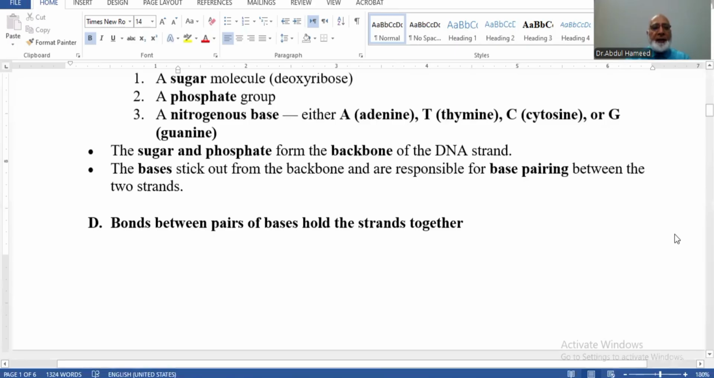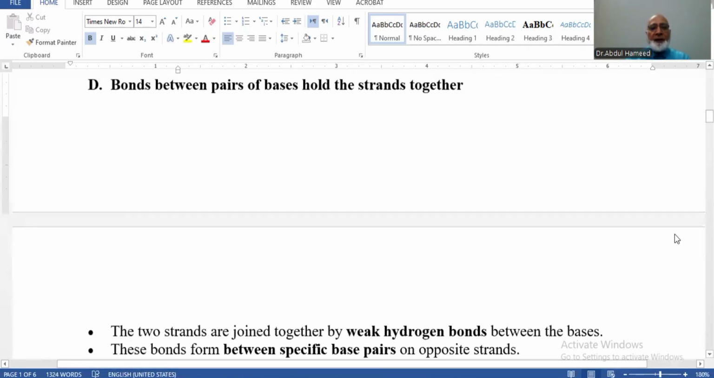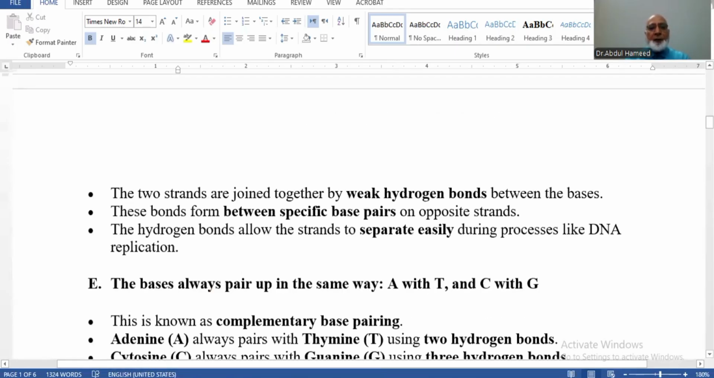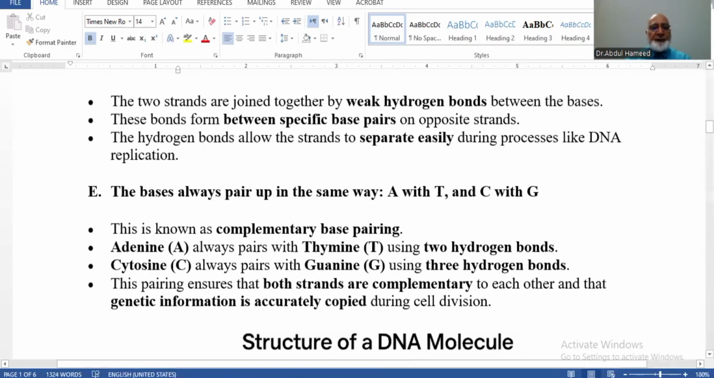So bonds between pairs of bases hold the strands together. The two strands are joined together by weak hydrogen bonds. These bonds are not covalent or ionic bonds, so they are weak and can be broken by the addition of energy. These bonds form between specific base pairs on opposite strands. We have already discussed it. The hydrogen bonds allow the strands to separate easily during processes like DNA replication and even the formation of RNA, which is transcription.